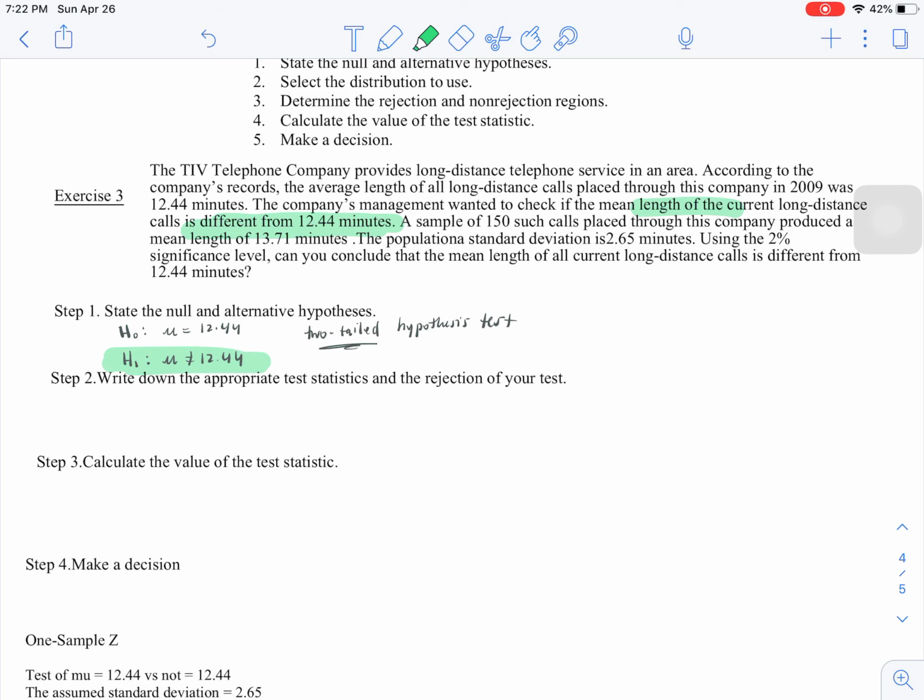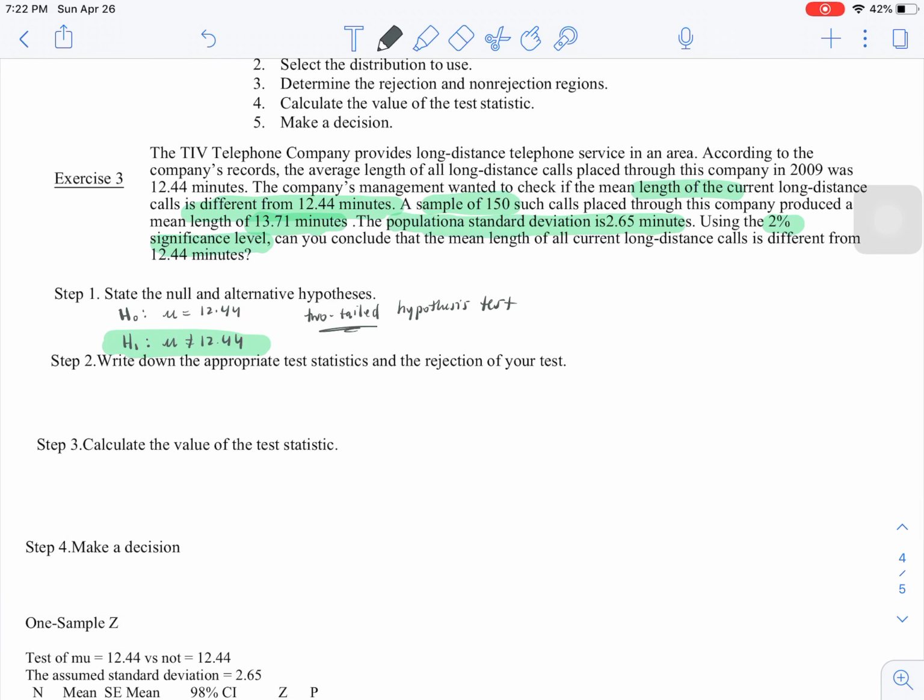All right, we're also given that our sample size is 150 and that the sample mean, so the mean of these 150 sampled calls, is 13.71, and we're given the population standard deviation, which is 2.65 minutes. And last, we have a 2% significance level. So, step 2, we need to write down the appropriate test statistic and the rejection region of our test. So let's first figure out what the appropriate test statistic is.